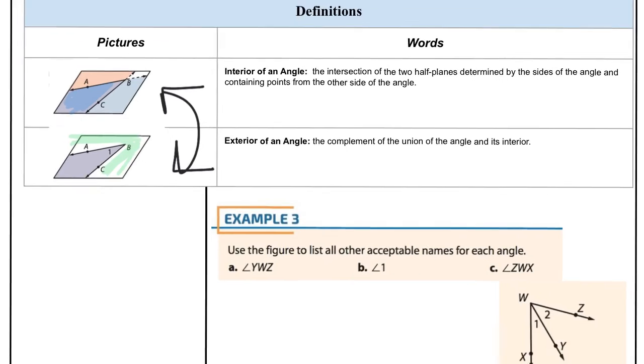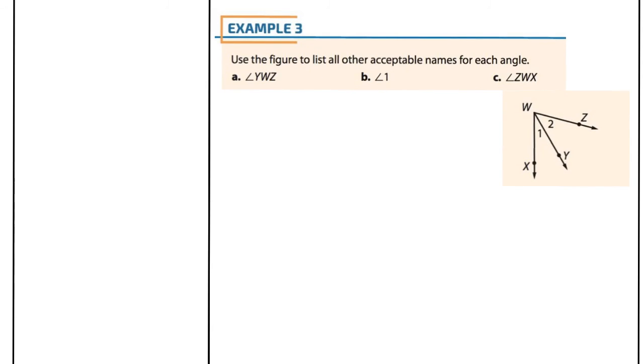So let's take our definitions and apply them to this example. Example number 3, use the figure to list all other acceptable names for each angle. All right, so here's angle YWZ. I like to highlight them, YWZ. There's my angle. What else can I name angle YWZ? Well, I can name it angle ZWY, and that would be the exact same thing. Or I can also name it angle 2. That little number inside, sometimes we'll use that number to refer to the angle.